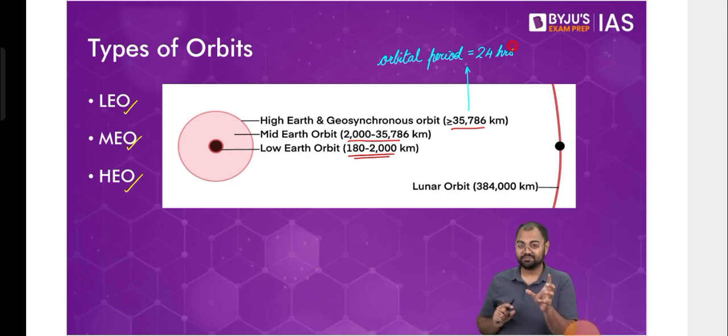What is the significance of 24 hours? It is also the rotational period of the Earth. Correct? Earth takes 24 hours to complete one rotation, and this revolution takes 24 hours. So just remember this: when you keep any satellite at 35,786 kilometers, it revolves as the Earth rotates. So with respect to a point on the Earth, it always remains stationary, does not move when compared to a point on the Earth. That's why this number is significant, 35,786 kilometers. We'll study more about it when we go to these individual types of orbits.